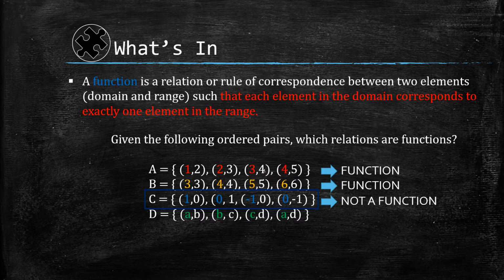Our definition says each element in the domain corresponds to exactly one element in the range. It should have only one range partner. Okay? So, that is not a function. Got it. How about letter D? Again, this is not a function, because of this mistake. A has two partners. A has B, and A has D. So that is not a function.